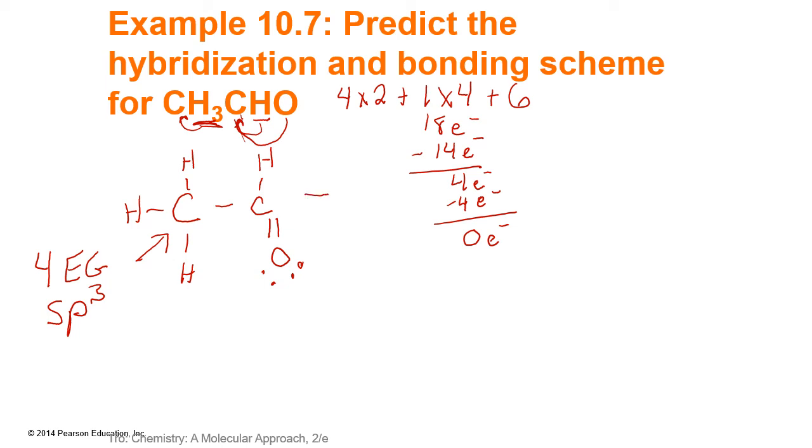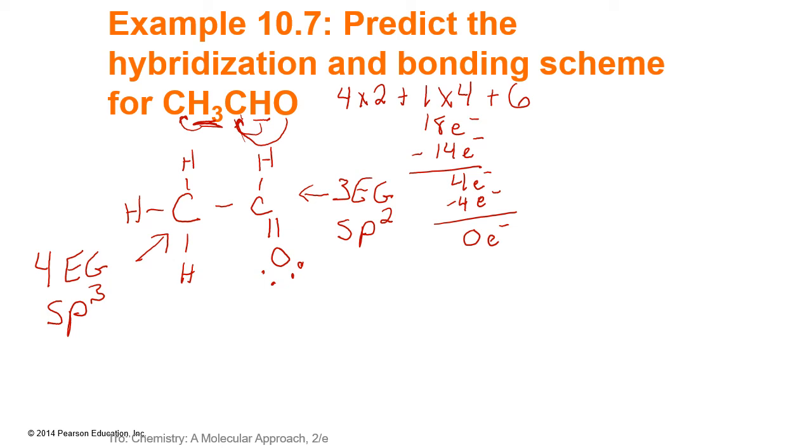If we look at the second carbon, we have 2 single bonds and a double bond, but a double bond counts as 1 electron group. So this would be 3 electron groups. We need 3 orbitals to put those electron groups into. So it would be sp2. That means we're going to mix 1 s and 2 of the p orbitals to form a hybridized orbital on that carbon. That leaves 1 unhybridized p orbital to form the double bond to the oxygen.